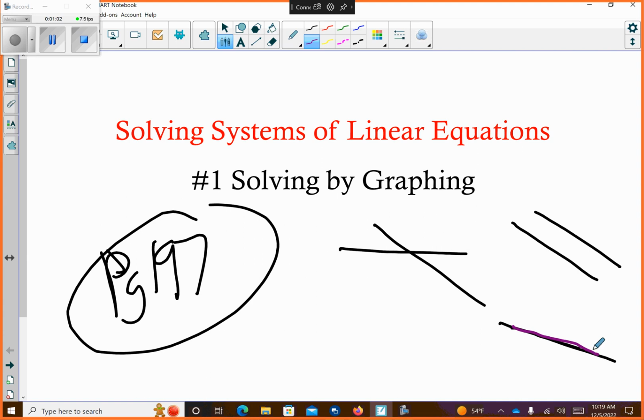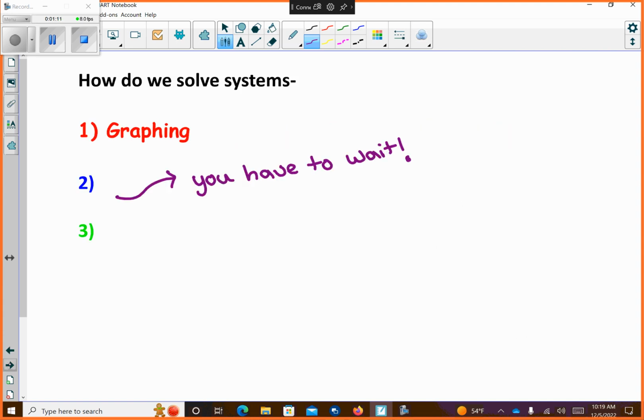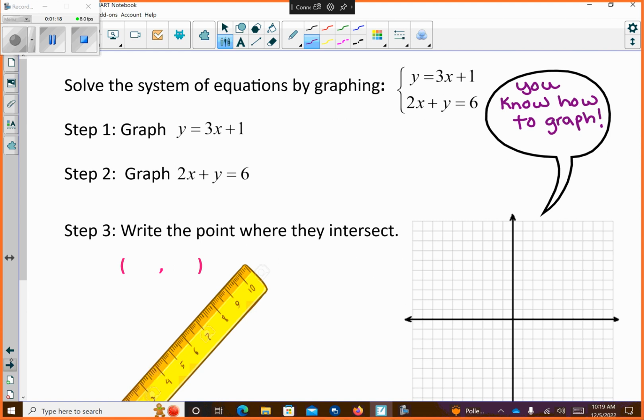Okay, so those are the three things that we can deal with, and this all has to do with how many solutions our system has. So we're going back to graphing. Okay, so graphing is the first one.